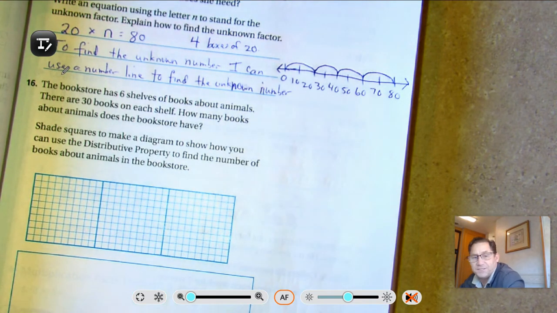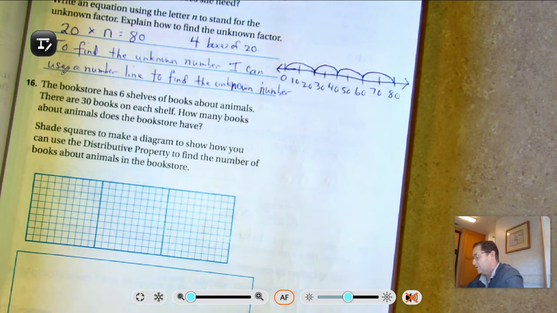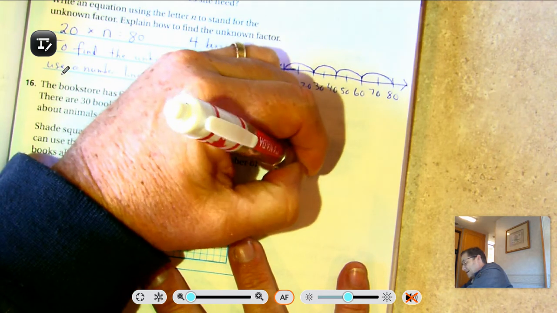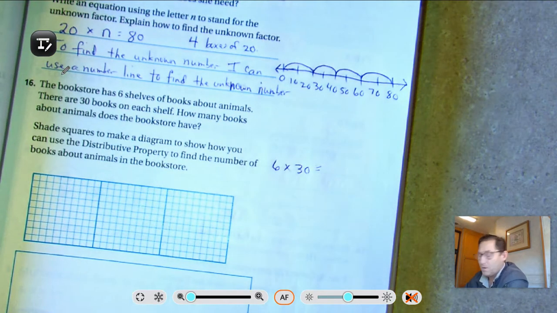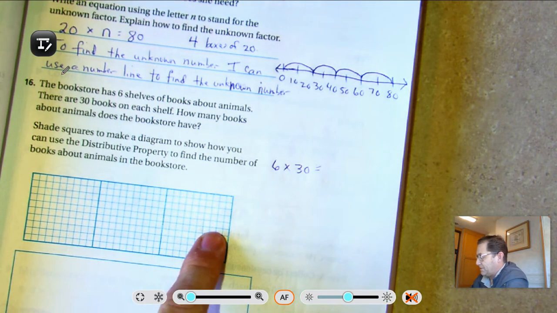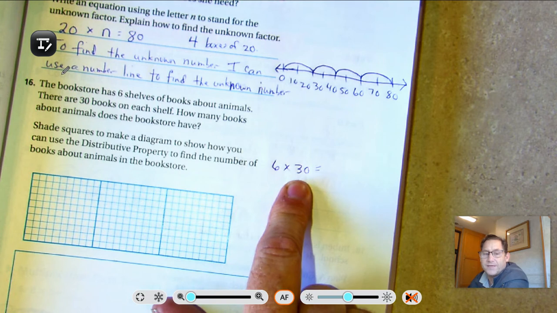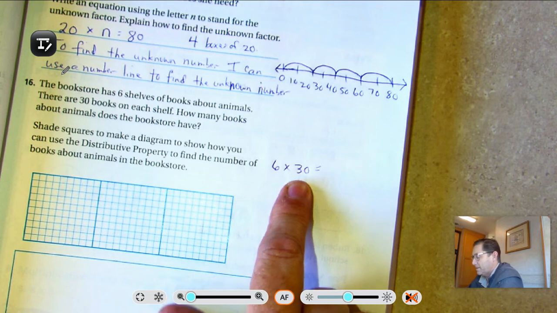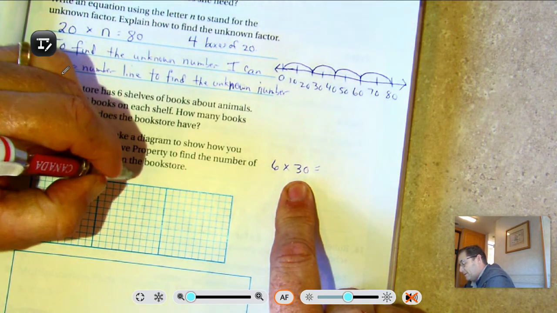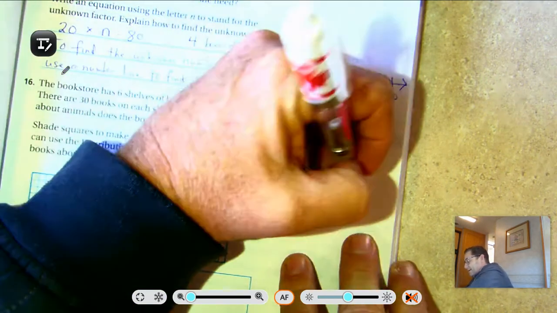16. The bookstore has 6 shelves of books about animals. There are 30 books on each shelf. How many books about animals does the bookstore have? Shade squares to make a diagram to show how you can use the distributive property. So our problem is 6 times 30. You notice that these are broken into 3 sections. Is there a way of breaking up 30 into 3 smaller numbers? Yeah, we can have 10 plus 10 plus 10, right?